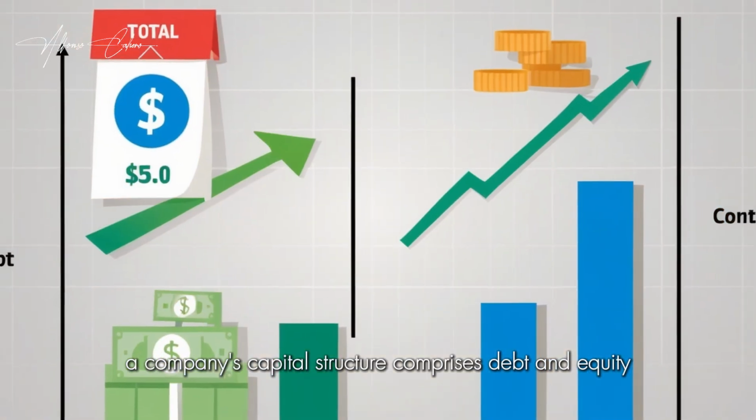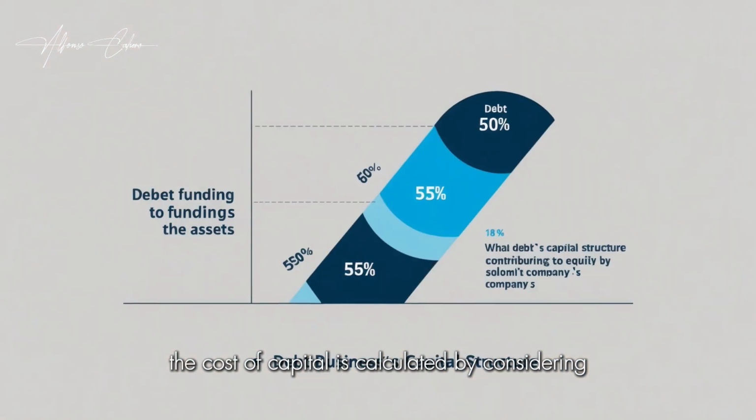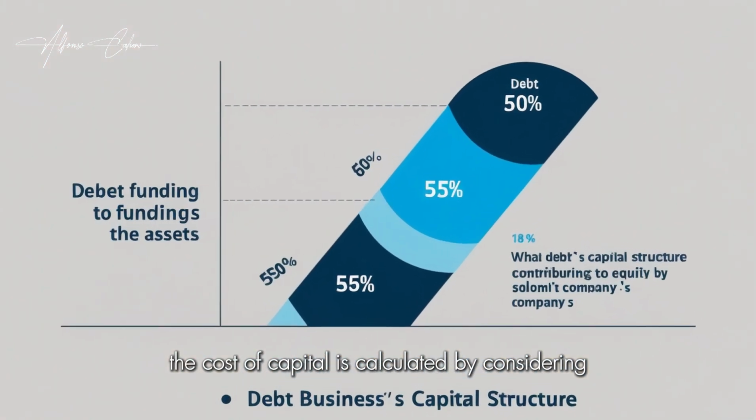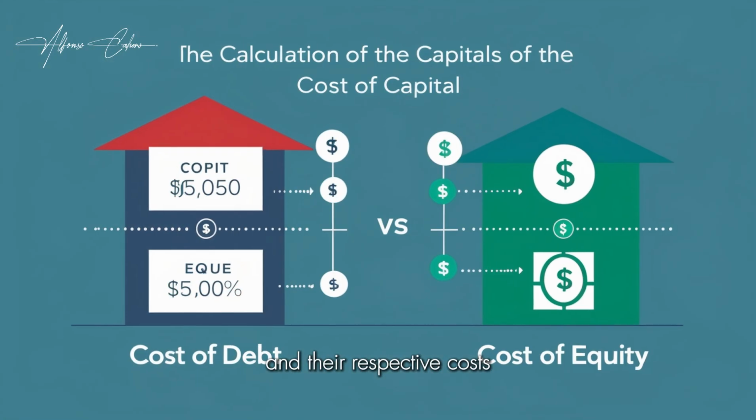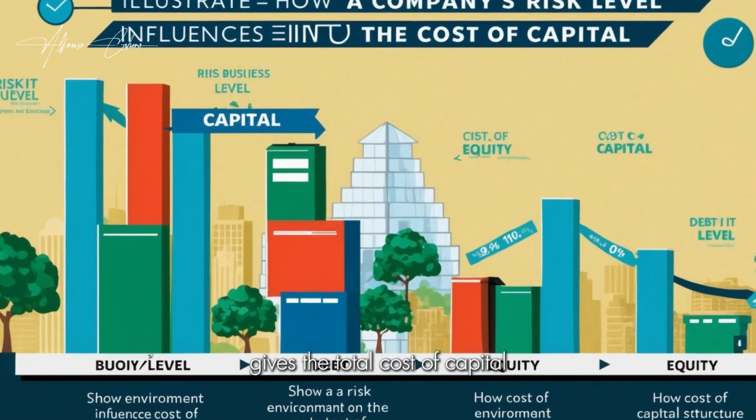A company's capital structure comprises debt and equity, which fund its assets. The cost of capital is calculated by considering the proportion of debt and equity and their respective costs. Summing these contributions gives the total cost of capital.